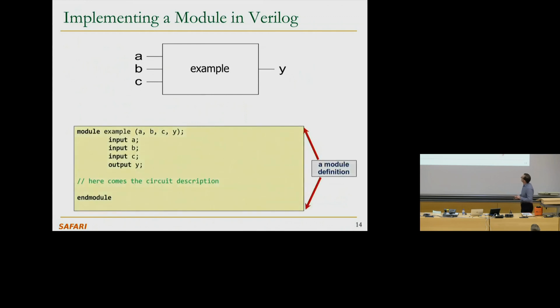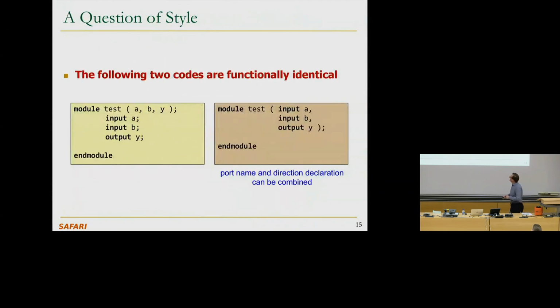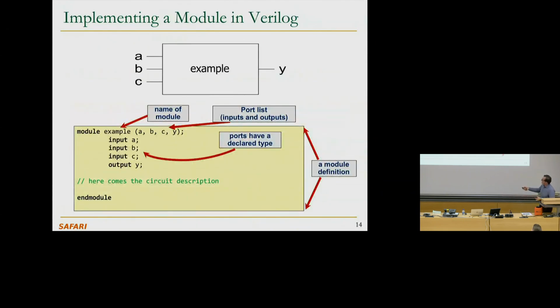So let's take a look at this one. This is basically how you define a module in Verilog. It's not the only way, we'll see other ways. Basically, these are your inputs and outputs, and then you specify your inputs and outputs. Well, I guess I'm going to have an animation. The name of the module is important. You have the port list, and ports have a declared type. They cannot change types. And that's the way to actually define it.